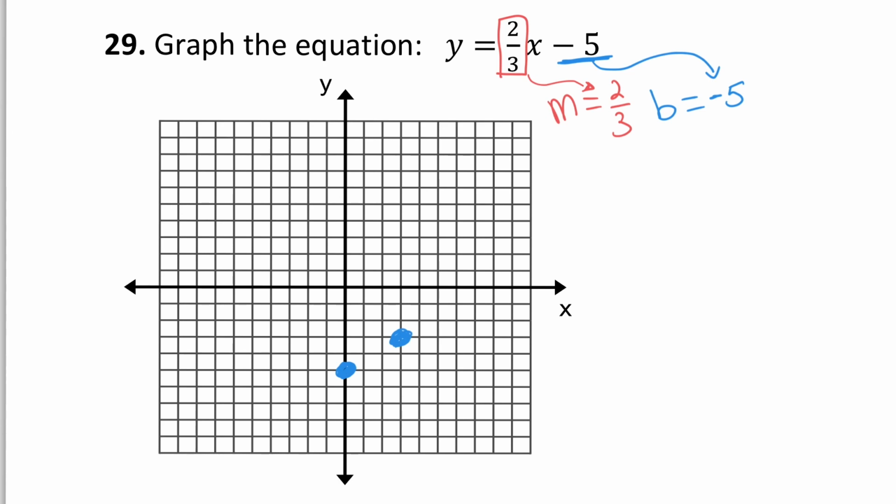So you're just going to connect the 2 points and make sure you guys make your arrowheads when you make your lines. Here's the line I am making. And then you guys have the arrowheads, and that is the graph of the line. It has a slope of 2/3 and the y-intercept of -5.